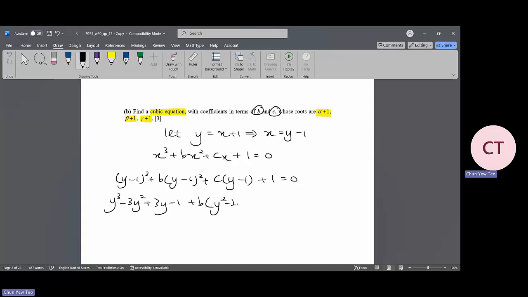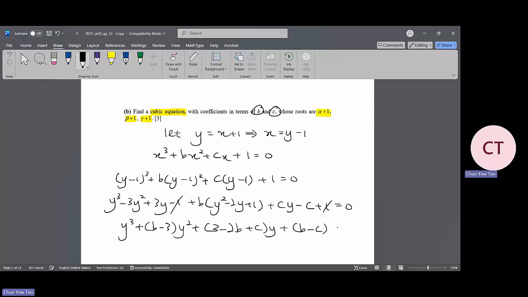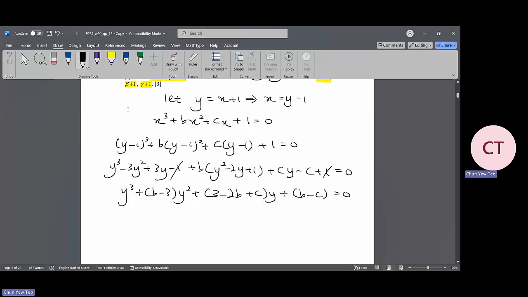This is a y squared minus 2ay plus a. This is cy minus c plus 1 equals 0. You can see that this one can be cancelled, and you group the y cubed, the y squared terms together. Then this will be y cubed plus (a minus 3)y squared plus (3 minus 2a plus c)y plus (a minus c) equals 0. This is what we have for the answer to question 1b.